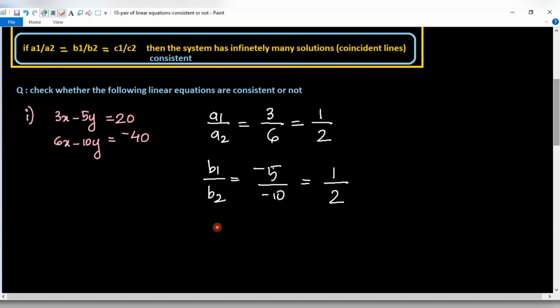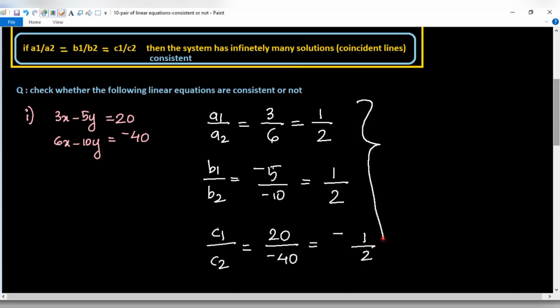Now let us check what is c1 by c2. It is 20 by minus 40. 40 is double of 20, but a positive number is divided by a negative number, so the answer is negative. Now 20 by 40 is the same as 1 by 2. Now we have to check the ratios.